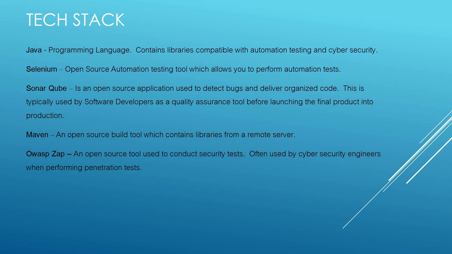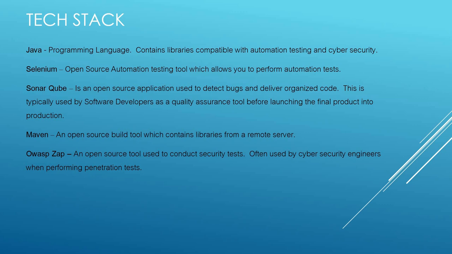Then from there, we're going to be utilizing SonarQube. And SonarQube is an open source application used to detect bugs and deliver organized code. This is typically used by software developers as a quality assurance tool before launching the final product into production.